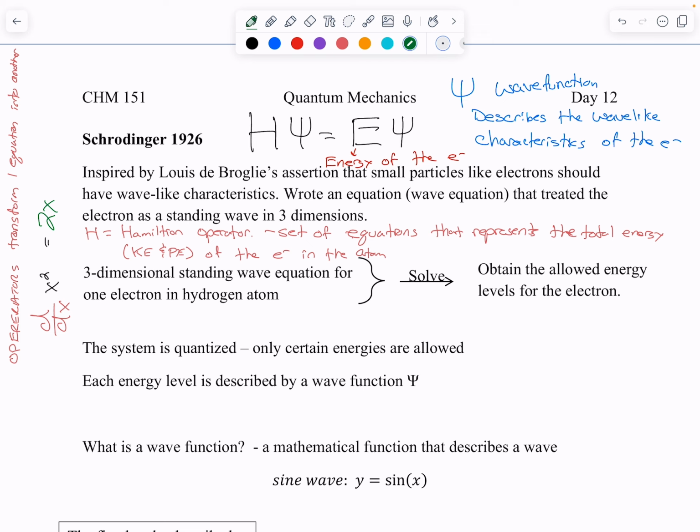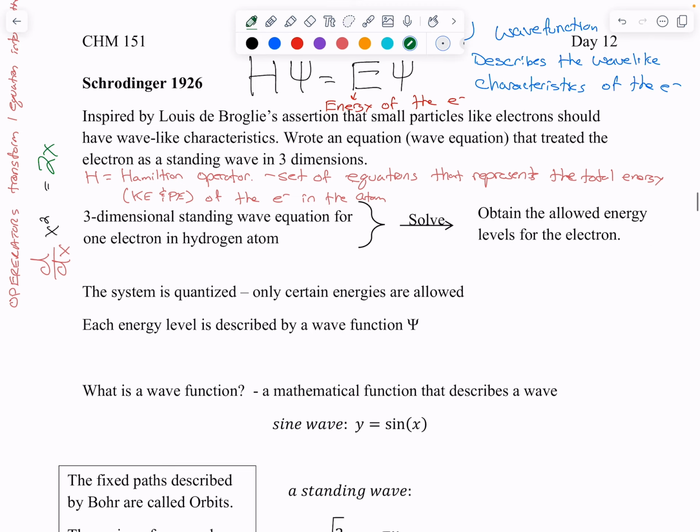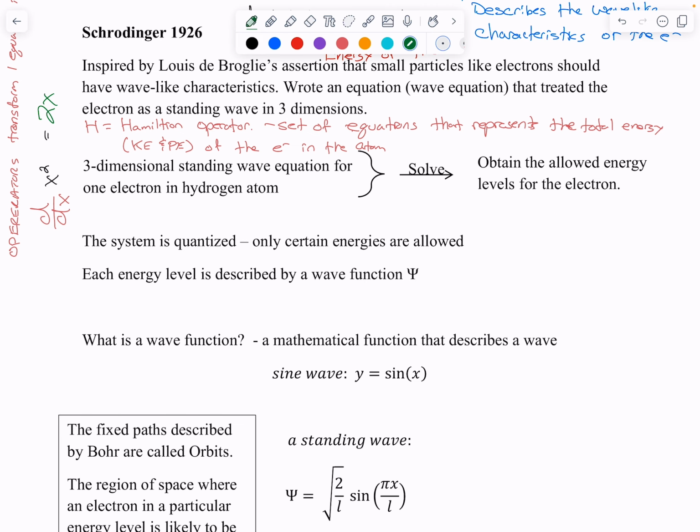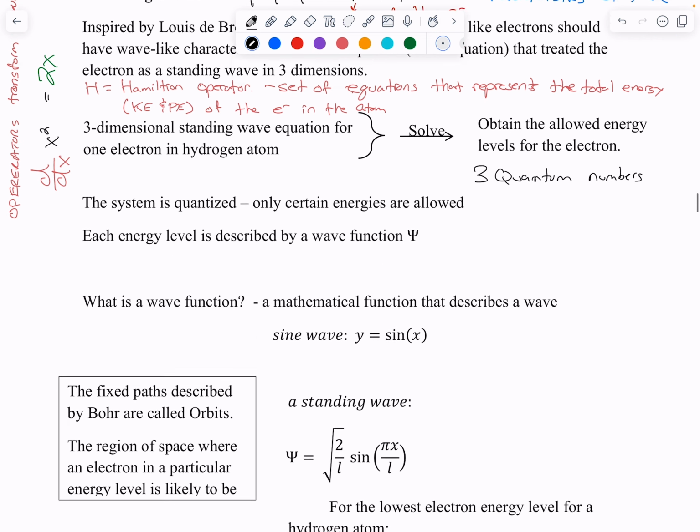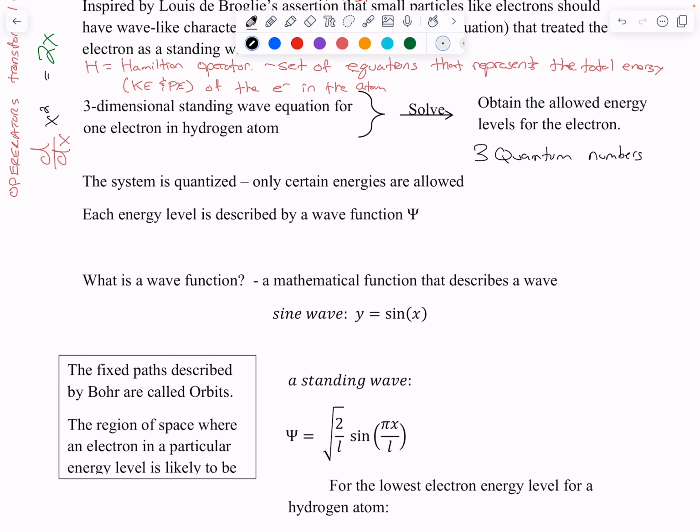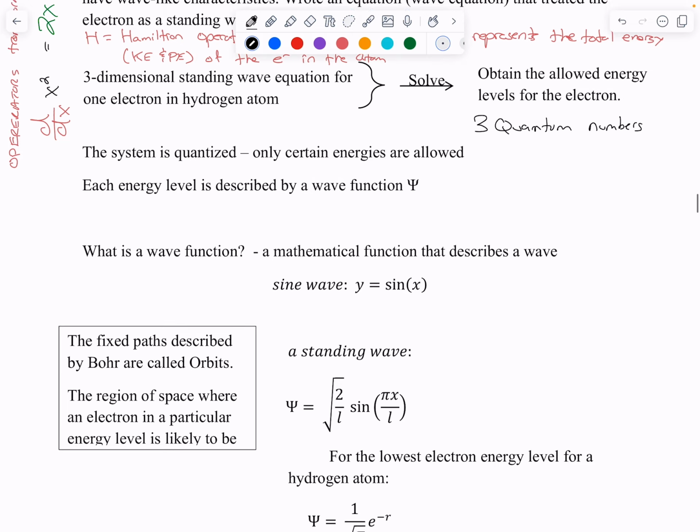And when you solve H psi equals E psi, you get these quantum numbers. We mentioned them last time, right? There's 3 quantum numbers we get, all right? So let's go out of it, all right? Go down and then we'll go this, right? And so solve the allowed energy levels to get 3 quantum numbers. Right? And this is just for your information. So each energy level is described by a wave function. The system's quantized. Only certain energies are allowed.